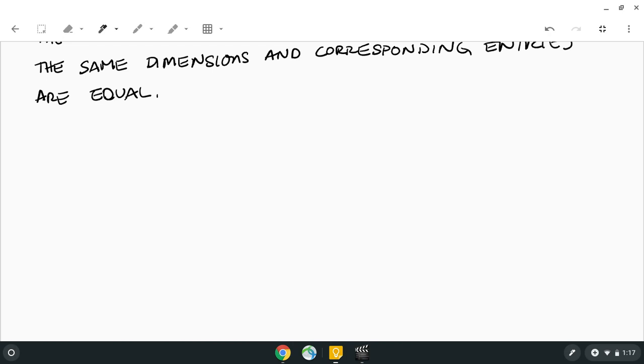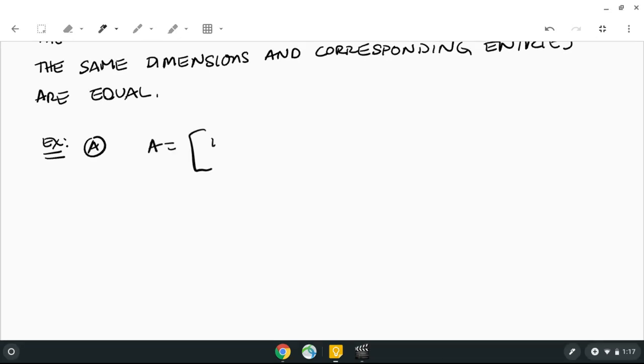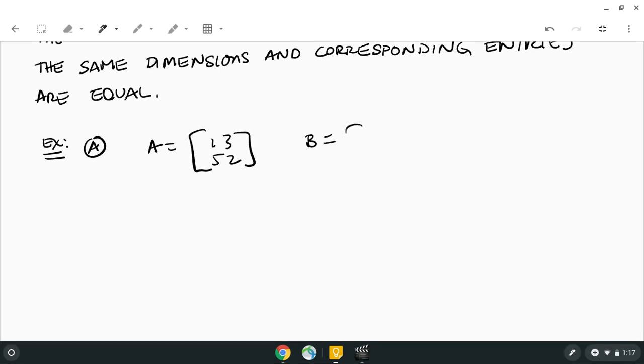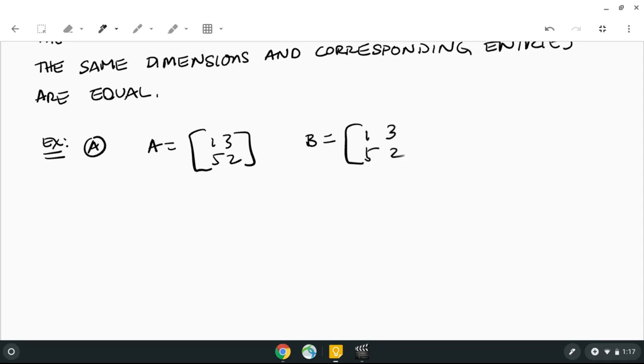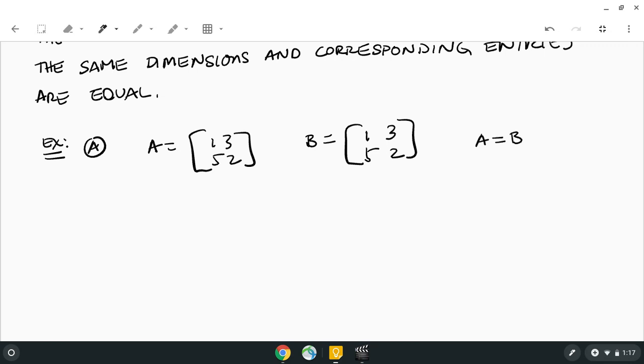Okay, so let's take a look. Suppose matrix A is 1, 3, 5, 2, and matrix B is 1, 3, 5, 2. That's kind of obvious. They have the same dimensions and they have the same entries. So yes, matrix A equals matrix B.